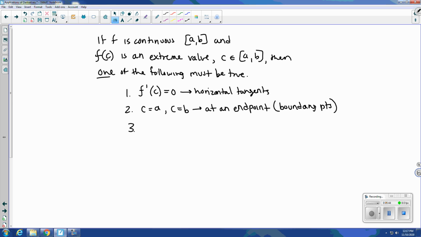And then third, if neither of those two things are true, well then the third thing that must be true would be that the derivative at that point does not exist. And that will occur when we have those corners or cusps that are representative of our max or mins.